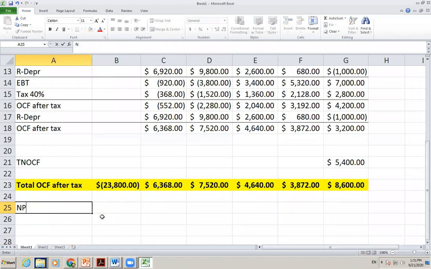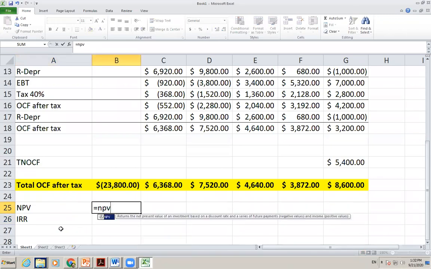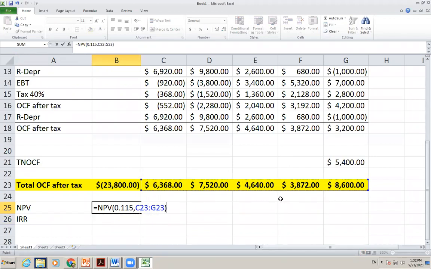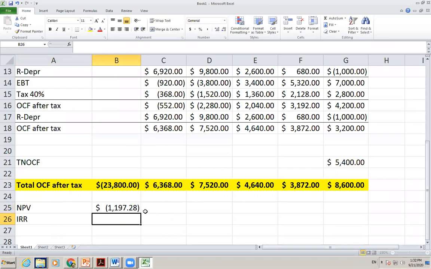So NPV and IRR. NPV function, rate is 11.5%. The value is here, the range value. And we subtract the investment cost to calculate the NPV. As you can see, our NPV is not positive. And IRR.